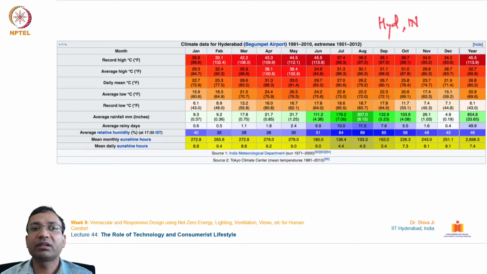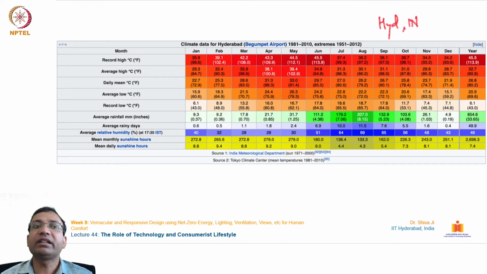So this will give you some ideas like how much is the average temperature, how much is the average relative humidity, how much is the volume of rain this place is going to receive, because these are the major constituents of climate. Okay, so you can easily understand what kind of climate you are living in, and up to what extent it is affecting your comfort level and your well-being at that place.